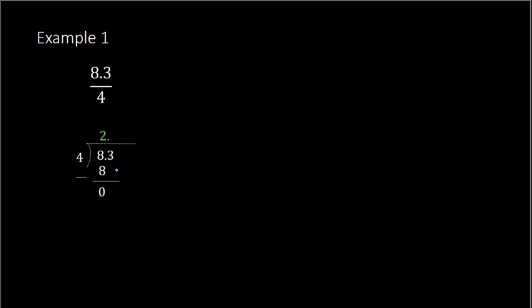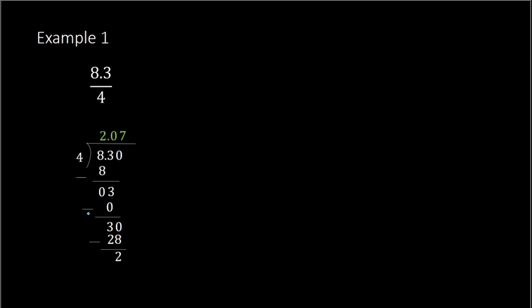And then we repeat the process, bring down the 3, and then we see how many times does 4 go into 3. So 4 goes into 3 0 times. We put a 0 up here, and then we multiply 0 times 4 to get 0, subtract, and we get 3. And then we could keep going by adding a 0 at the end, bringing down the 0, and then we see how many times does 4 go into 30. Well, it goes in 7 times, so we put a 7 up here. 7 times 4 is 28, and then we subtract, we get 2.